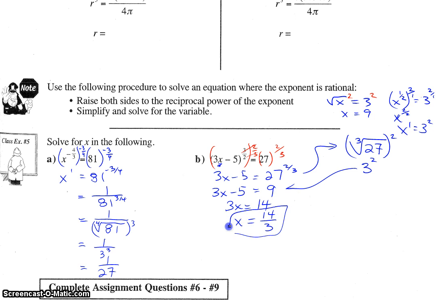We got an answer. We got an answer. And this one was x equals 1 over 27. Okay, well, good job, you guys.